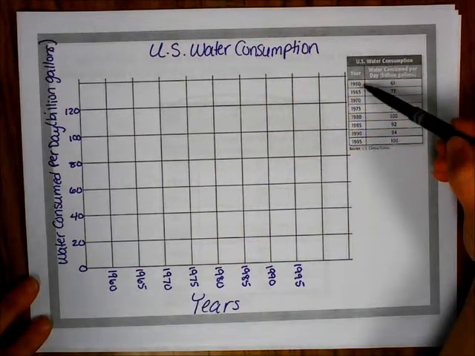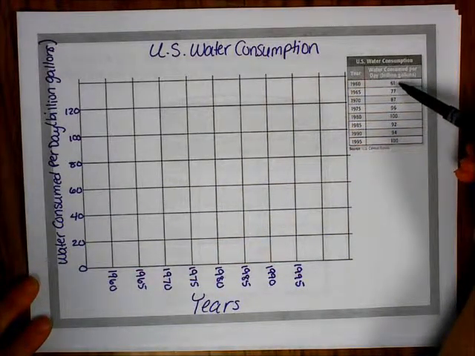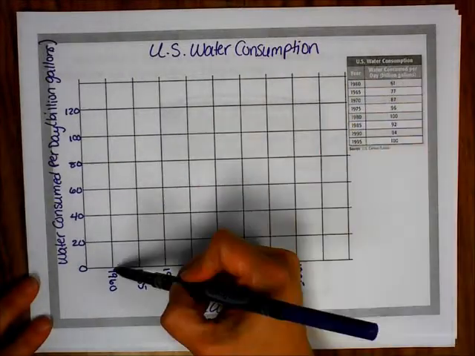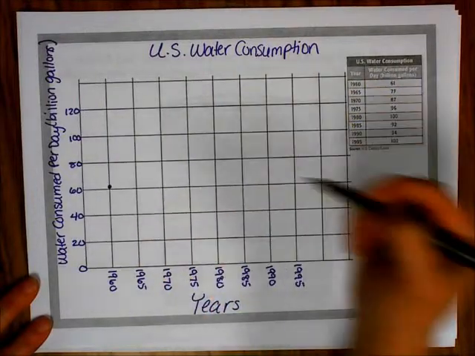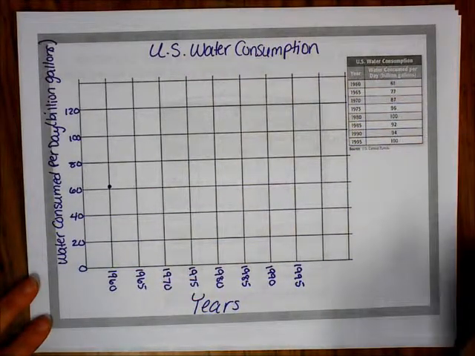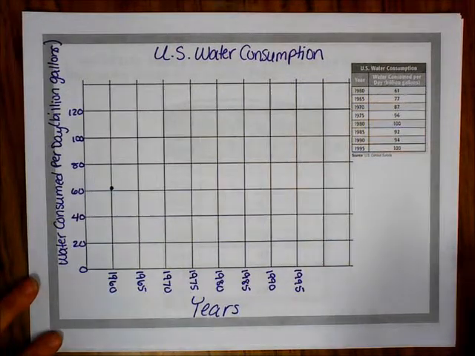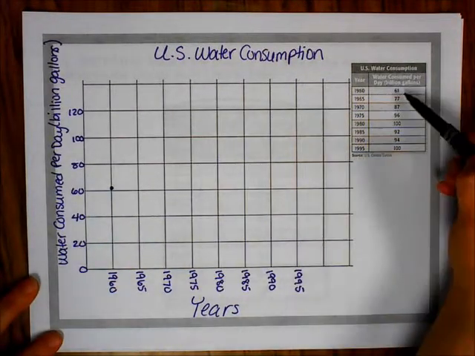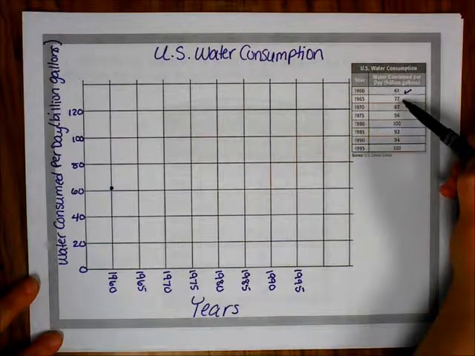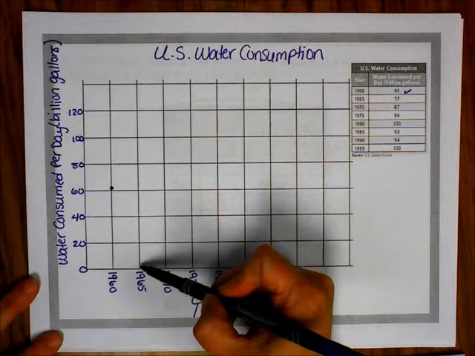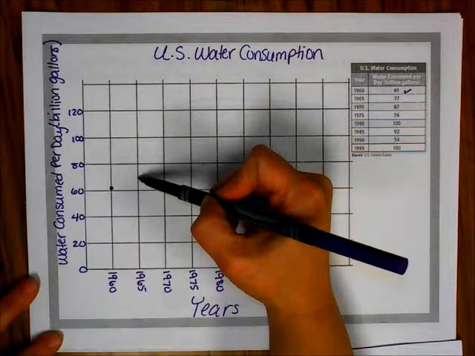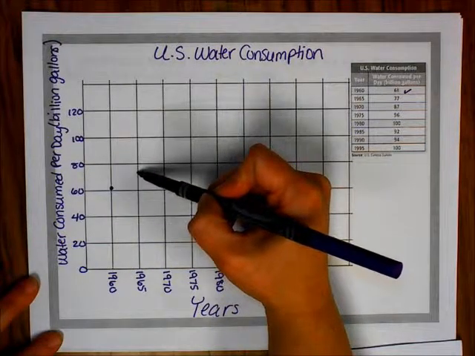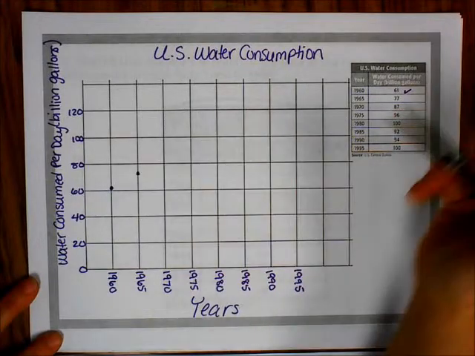So we're going to look. In 1960, 61 billion gallons of water were used. So I'm going to come over to 1960, just a little bit above 60, and put a dot. Now let's go to 1965. In 1965, there were 77 billion gallons used per day. So I'm going to come over in 1965. Notice 70 is about halfway between 60 and 80. So I'm going to go up just a little bit from there and put a dot to represent the 77.